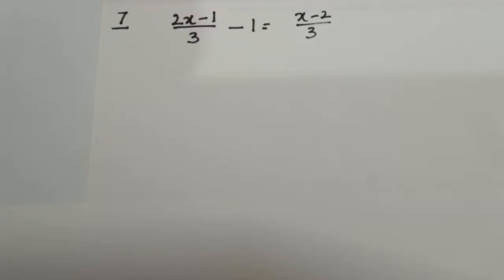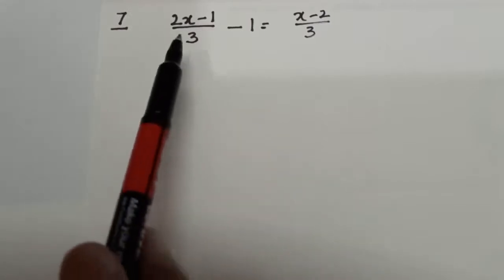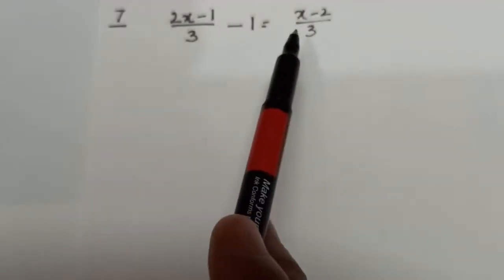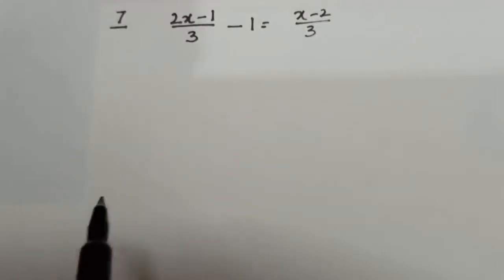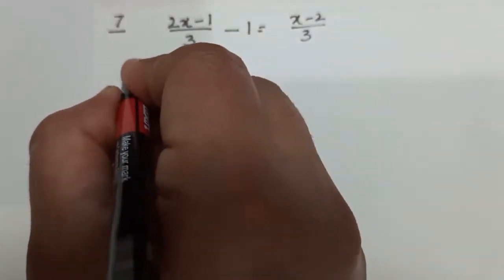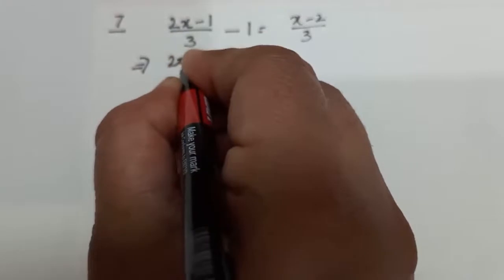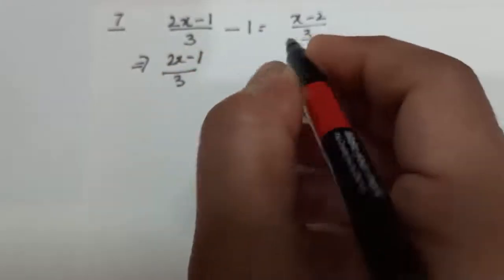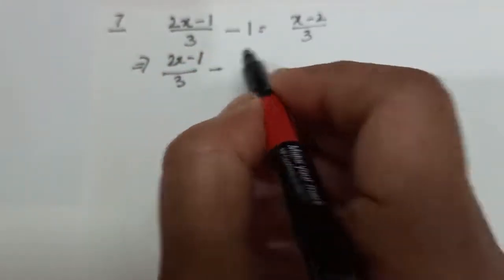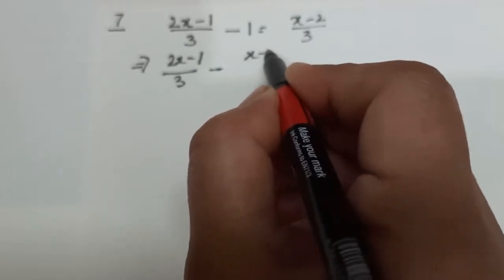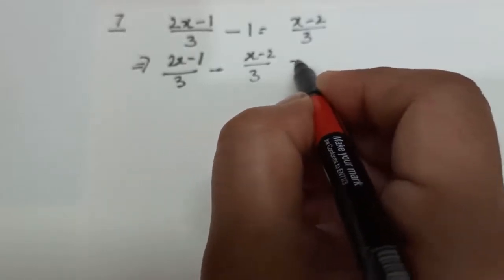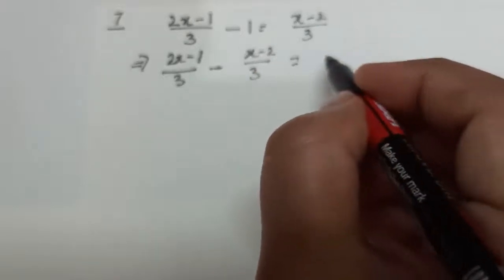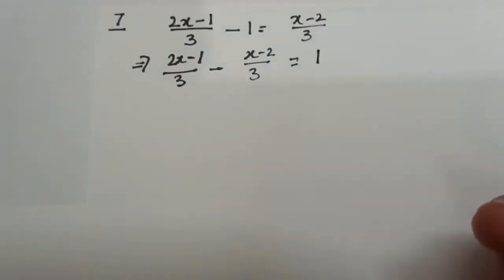Question number 7. 2x minus 1 upon 3 is minus 1 is equal to x minus 2 upon 3. Here you can see we are having terms of x on both sides. So let us first collect them on one side. So it implies 2x minus 1 upon 3, and this term will come here with a negative sign, x minus 2 upon 3, is equal to, this minus 1 we will shift to the other side as plus 1.